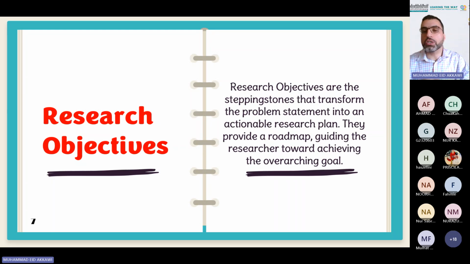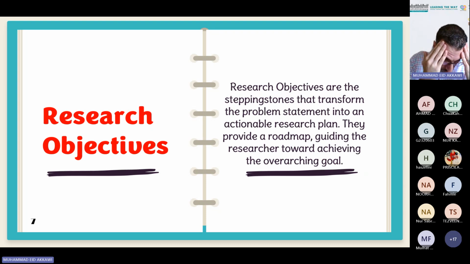So how you should think about your research objectives. The problem statement will give you the summary of what you are going to do, but the research objectives are like stepping stones that will transform the problem statement into an actionable research plan. It's like a road map that will guide you on how to achieve your overarching goal. So the goal is about the adherence of a medication related to diabetes. But under this one, of course, you will have several objectives.